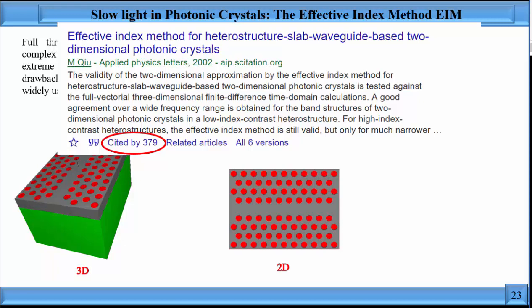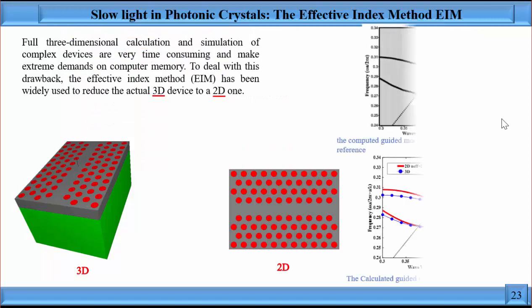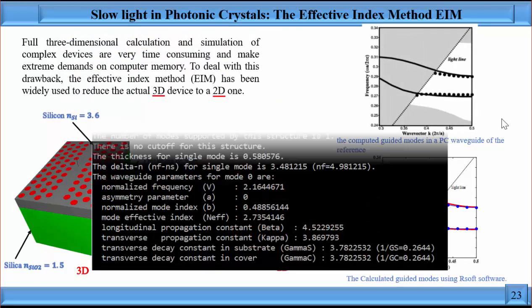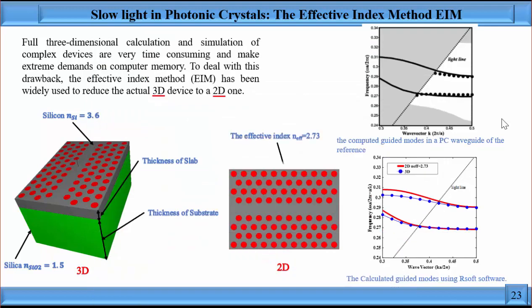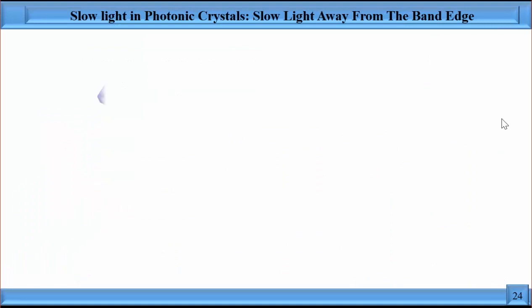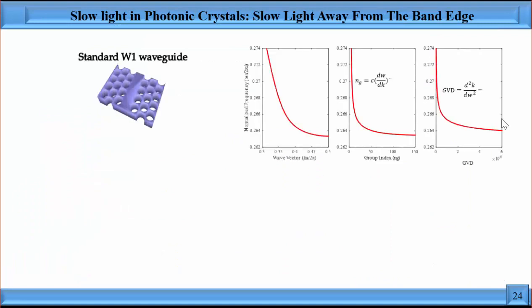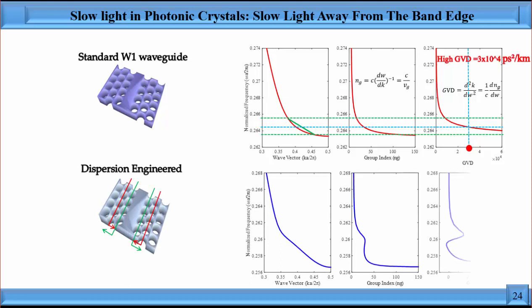Slide 24. Slow light away from the band edge. The band edge is not the best operating point. First, the dispersion curve near the band edge is typically parabolic, which means that the group velocity changes rapidly with frequency as shown, so an optical pulse with finite bandwidth will disperse over a short distance.